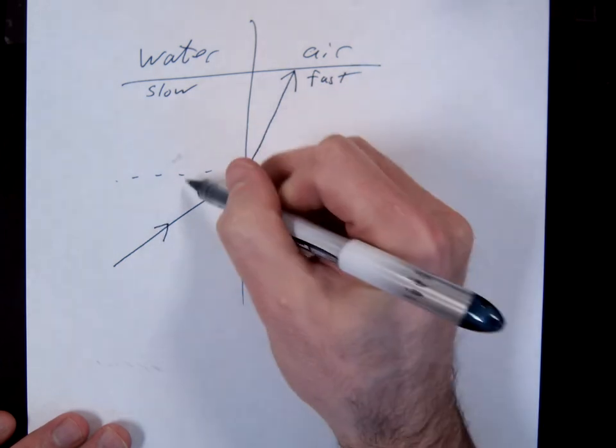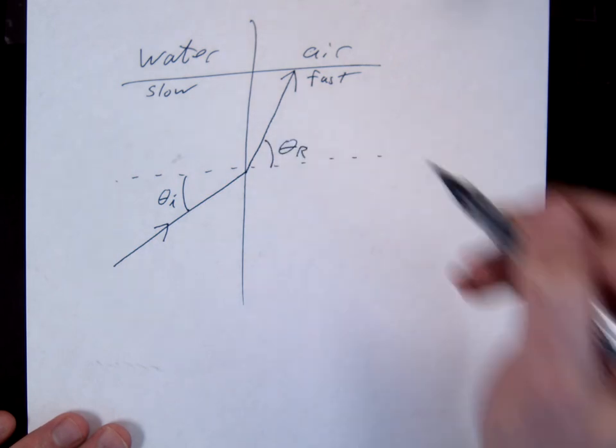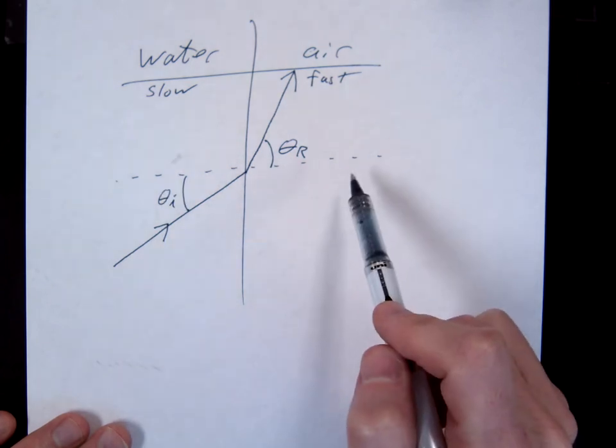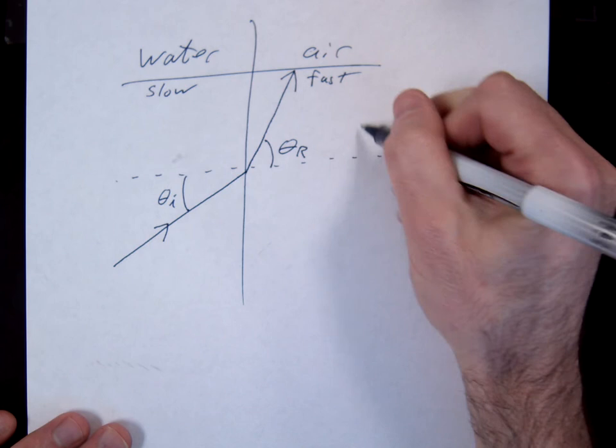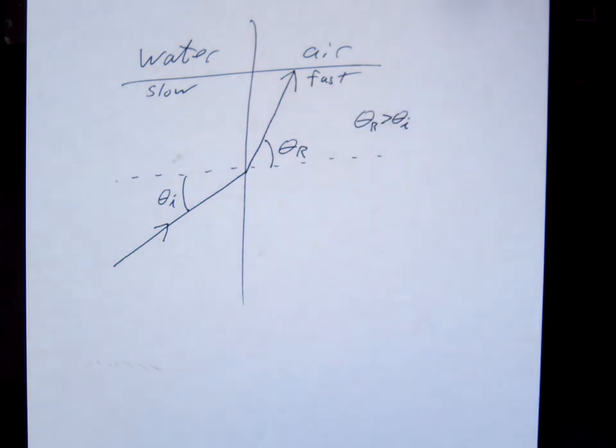So if this is my theta I, and this is my theta r, if we go from a slow to a fast region, the angle increases. Back in the previous problem, we went from a fast to a slow, and the angle decreased. So both of those are important concepts. One of the things I want you to be able to do is to figure out how it's going to bend without doing it mathematically. So if I just give you a picture, you'll be able to draw how it's supposed to look.